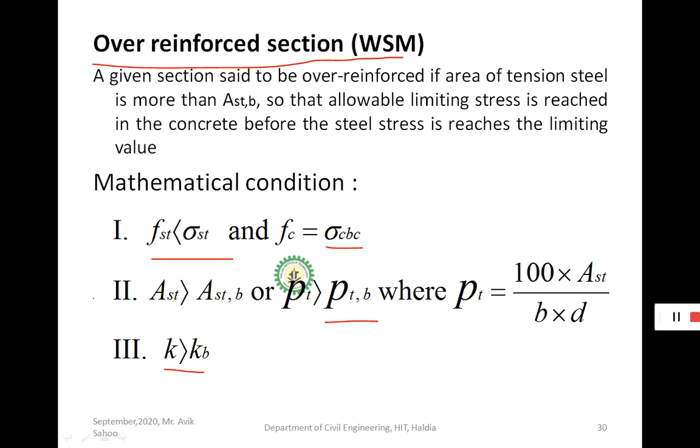So suppose I check only the amount of steel used and the amount of steel used in the balanced section. If I compare it, if it is greater, then I say that this section is over-reinforced, and the other conditions are automatically satisfied. Means the FST less than ST condition is automatically satisfied.